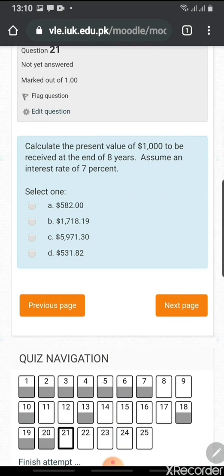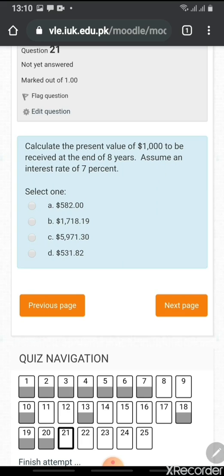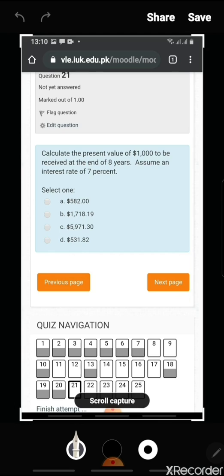The next question is, calculate the present value of 1000 to be received at the end of 8 years, assume an interest rate of 7%. So in this question, what you need to do is calculate the present value. So the present value formula is this.